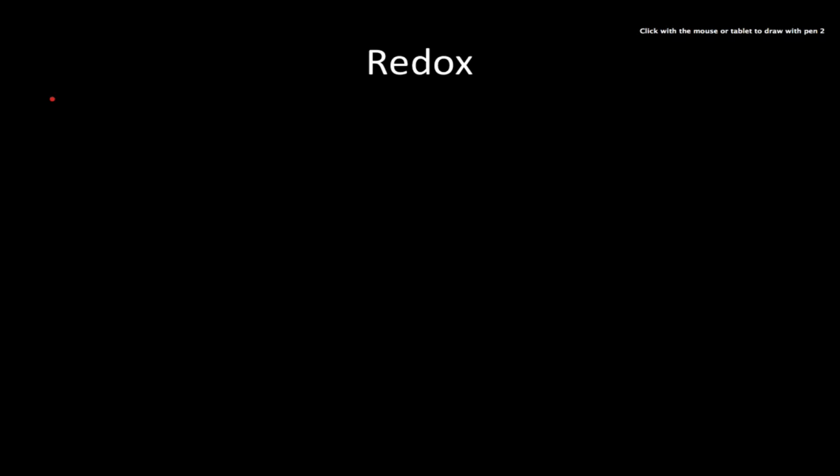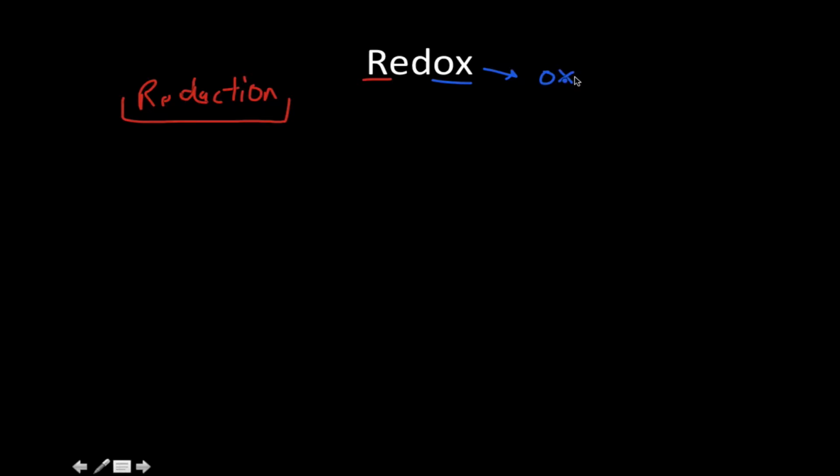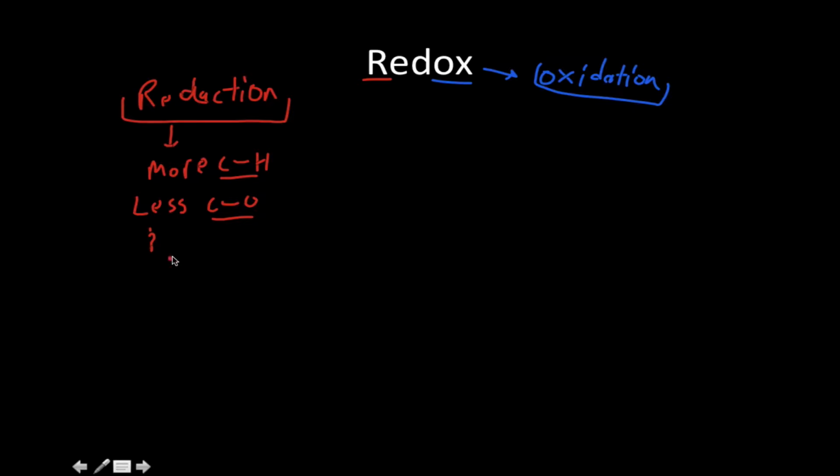With that being parts of redox reactions, there's reduction, and then there is, in blue, oxidation, and reduction. Generally speaking, reduction is where we have more carbon-hydrogen bonds or fewer carbon-oxygen bonds, and to a lesser extent carbon-carbon bonds. Oxidation, which I'll do in blue, is the exact opposite. We have fewer carbon-hydrogen bonds, more carbon-oxygen bonds, and more carbon-carbon bonds.